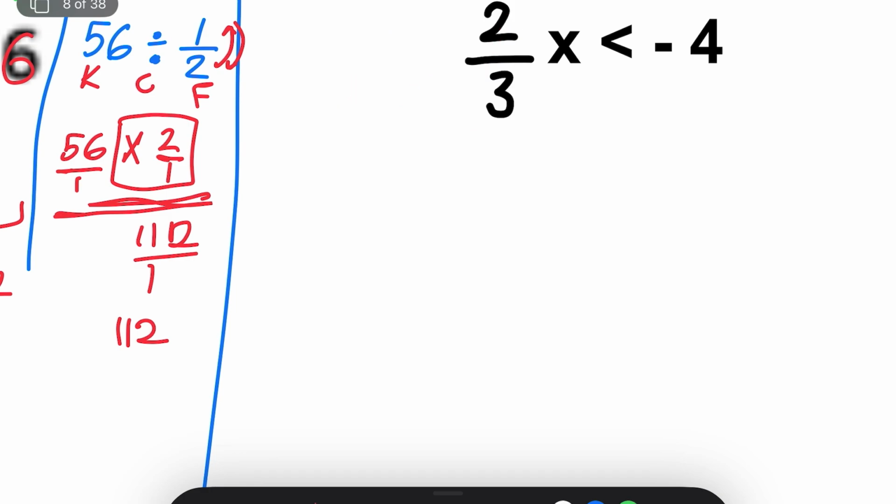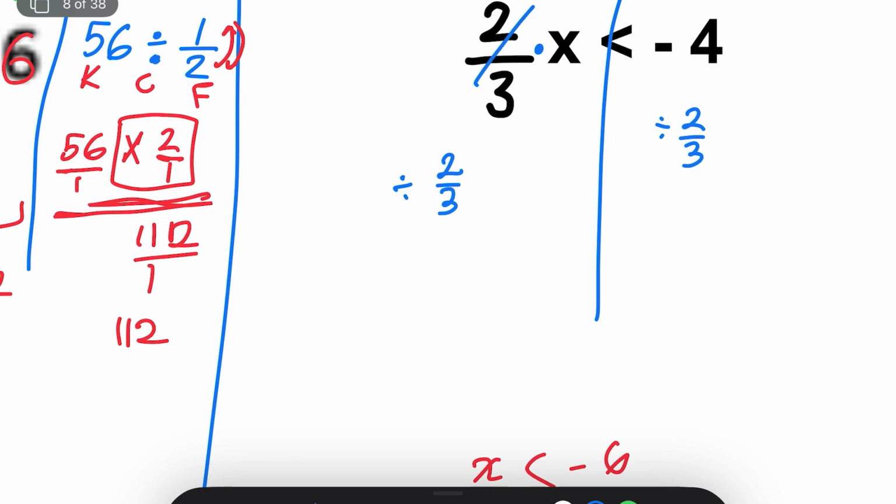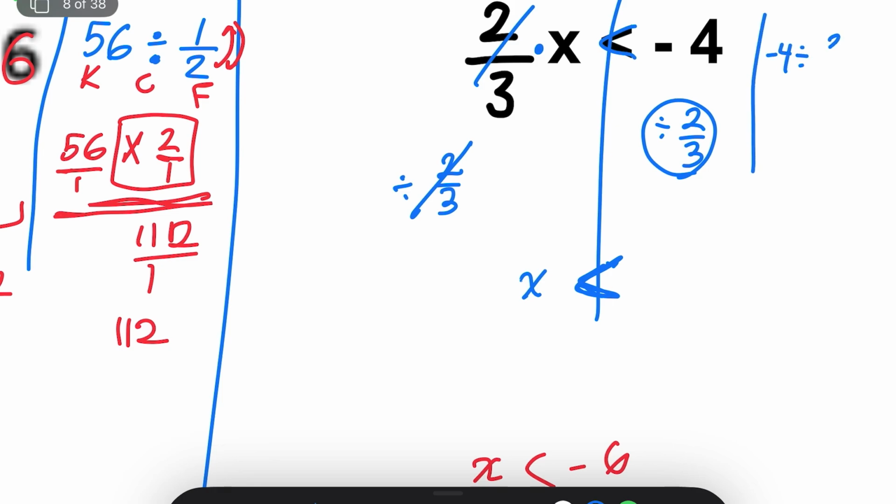It was how much? It was x less than negative 6. Let's see if I'm gonna get the same answer using the original method. Again, it's multiplied with x. Draw the line. So I have to divide by 2 over 3 on both sides. X alone, since I'm dividing by a positive number, then the inequality sign will stay the same. This done. Okay? Now here on the side, -4 divided by 2/3.